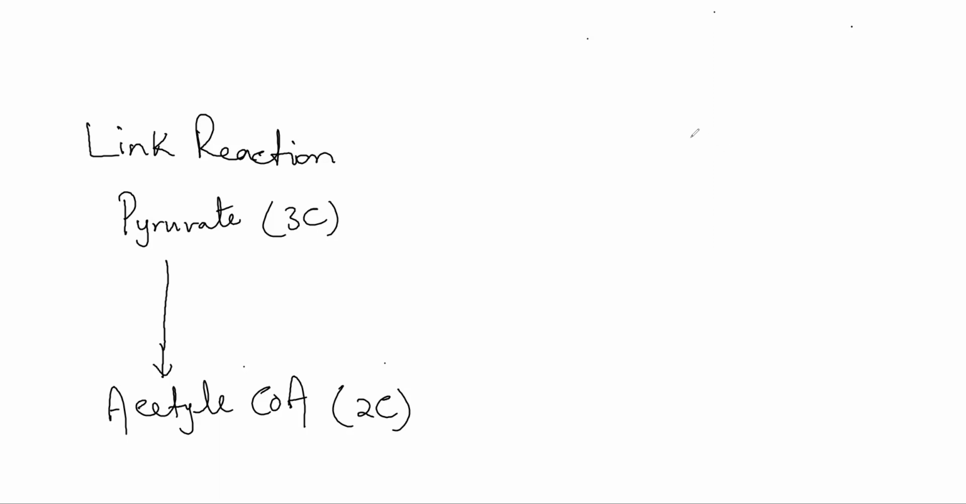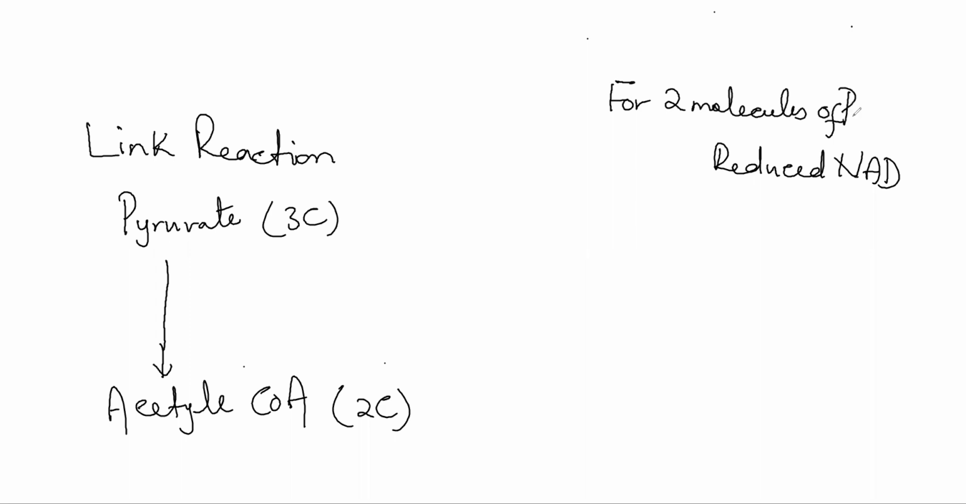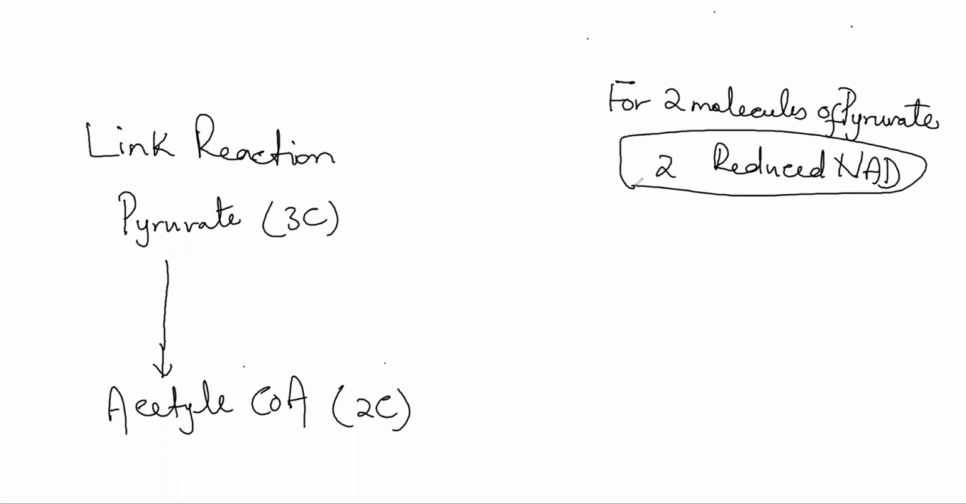So what are the other products which are formed over here? When we are talking about one pyruvate molecule, it's one reduced NAD. So when we are talking about two pyruvate molecules, of course, it becomes two reduced NAD. So for two molecules of pyruvate, there are two reduced NAD molecules which we are getting, right?